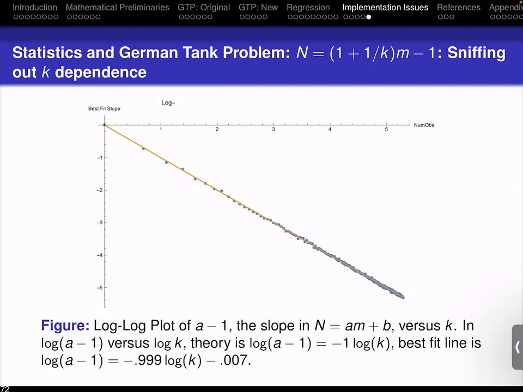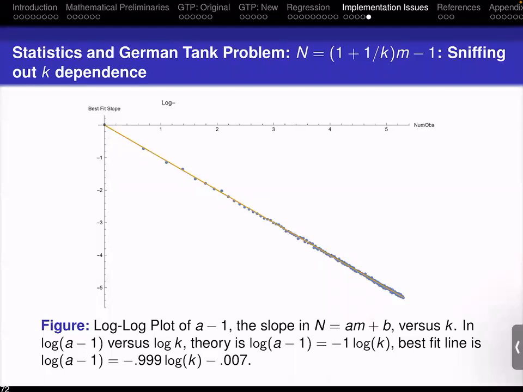All right, so do we all agree that 0.007 is essentially 0? So this means the log of A minus 1 is basically negative log k. All right, well, negative log k is just the log of 1 over k. I just use the power rule. So the log of A minus 1 is the log of 1 over k. So A minus 1 is 1 over k. So A is 1 plus 1 over k.